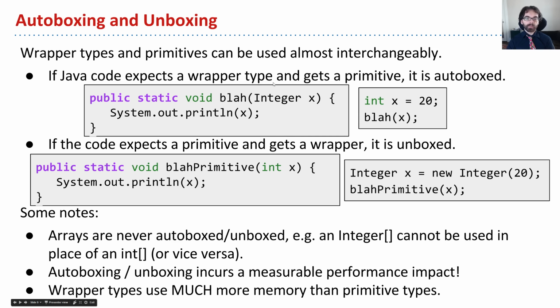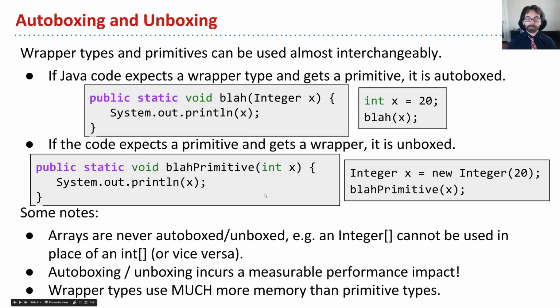Whenever you have code that expects a wrapper type, but you give it a primitive, it will automatically box up the number. So here, for example, is a method called blah. It accepts Integers, the wrapper class, and then prints them out. However, if we call blah with a lowercase int, then it gets automatically boxed up when this call happens. It just happens without you doing anything.